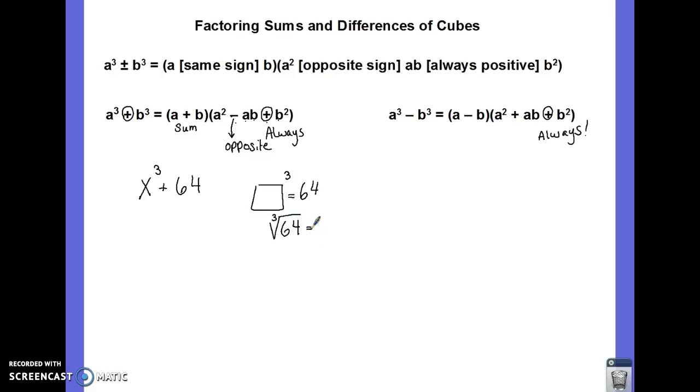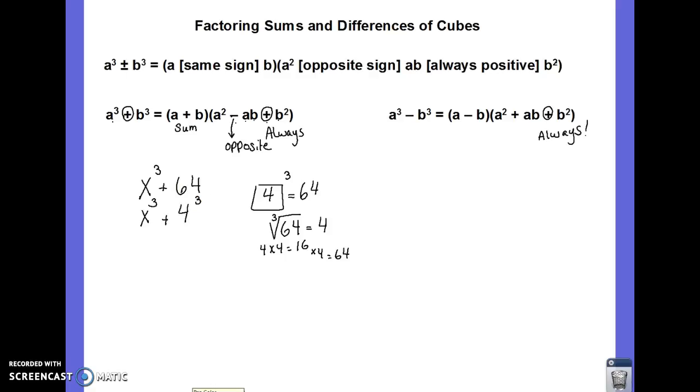Okay? Now the answer should be 4, because 4 times 4 is 16, and 16 times 4 is 64. So, to put it back in the form of a cubed plus b cubed, x is already cubed, we don't need to do anything here, plus 4 cubed. This is awesome. Let's apply the rule.